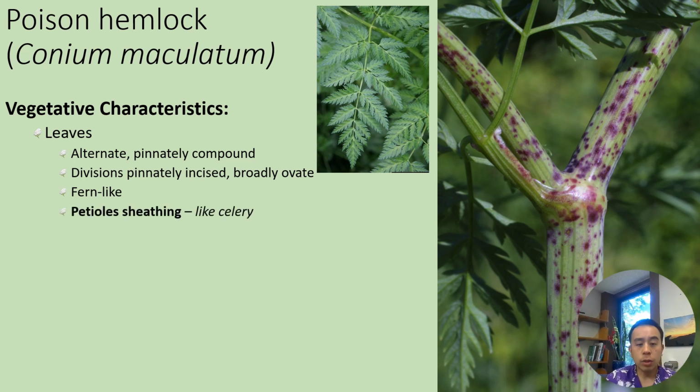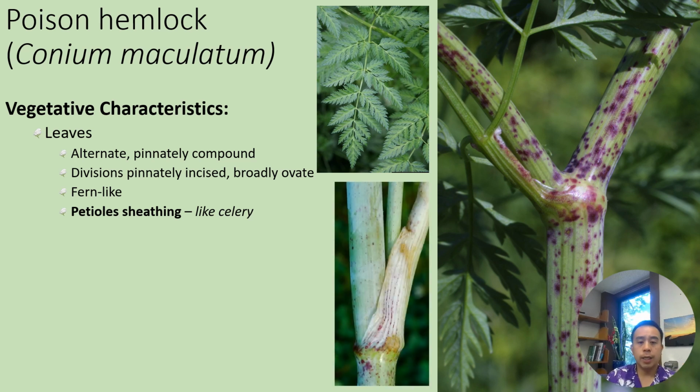The petioles are sheathing, kind of like what you would expect with celery. And here's an example of the petiole coming out of that stalk being covered by a sheath. And again, if you forget what a petiole is, that is the little stem that connects a leaf to the main part of the plant.